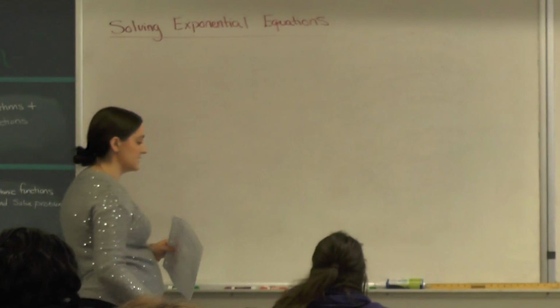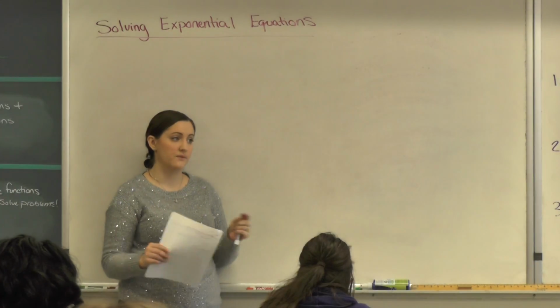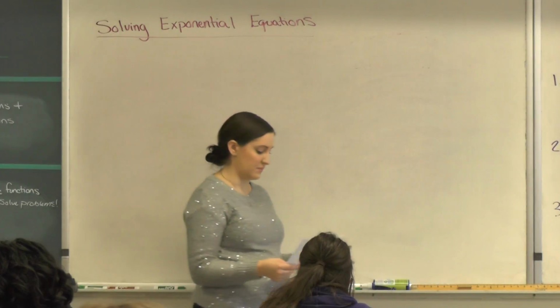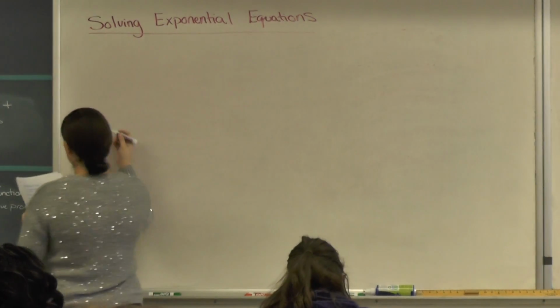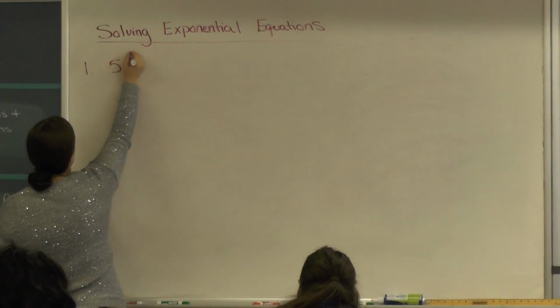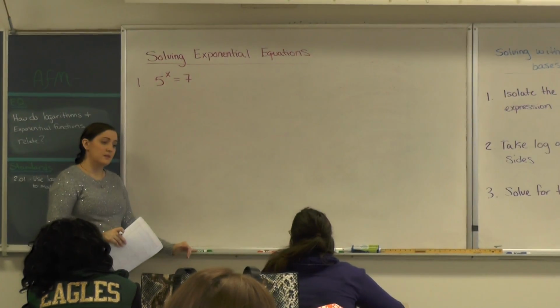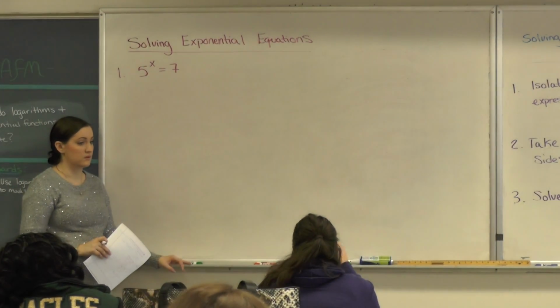Okay, and because this is a little bit more challenging than just solving with the same base, we're going to do a few more examples than we did with the last one. Okay, so example number 1. Start off simple. 5 to the power of x equals 7.